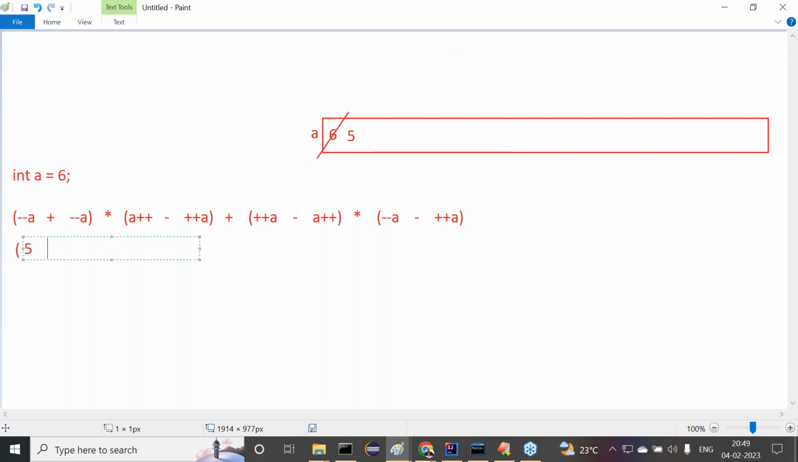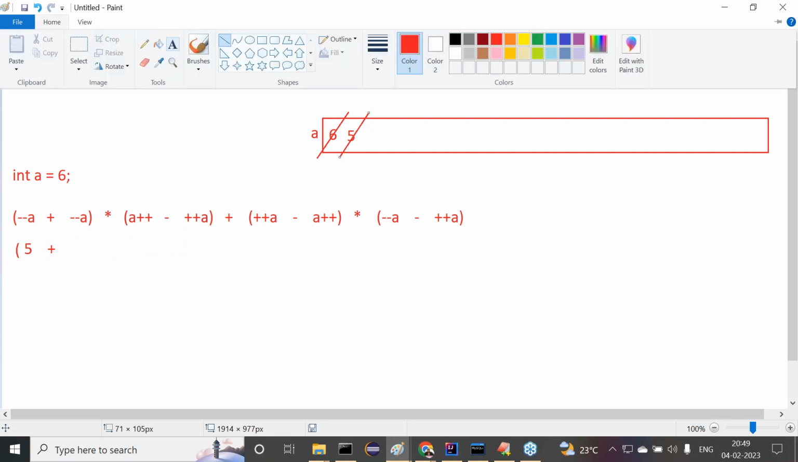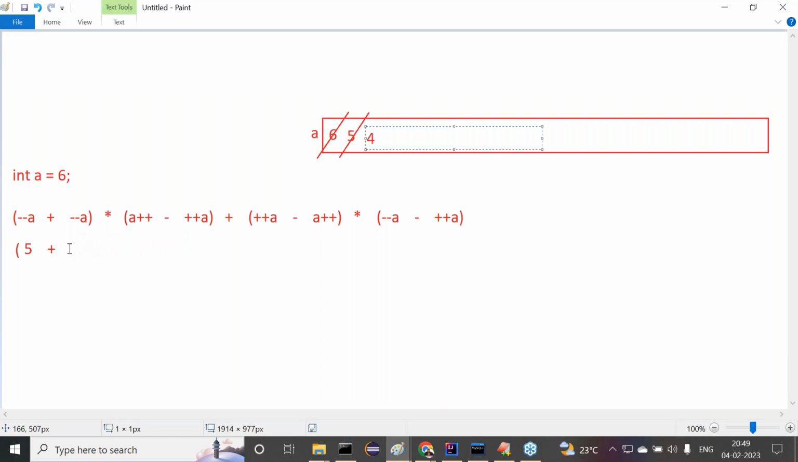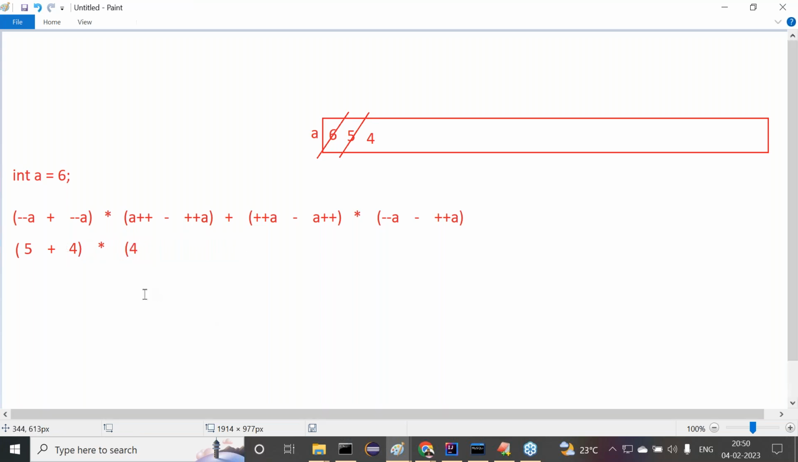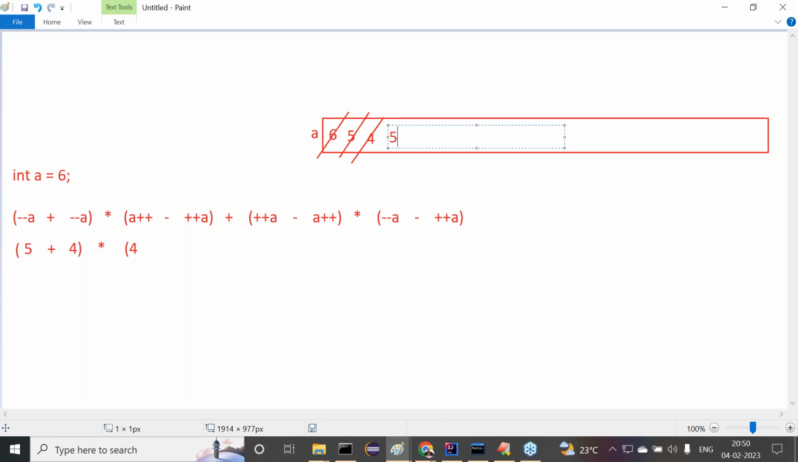Then 5 plus minus minus a again. Again a pre-decrement. So the 5 value is decremented by 1 here. Now we are getting 4 in memory. Okay. Star. Next one is a plus plus, that means post-increment. The current a value will participate in the expression, but in memory the value will be incremented by 1. 4 is incremented by 1. So here we are getting 5.